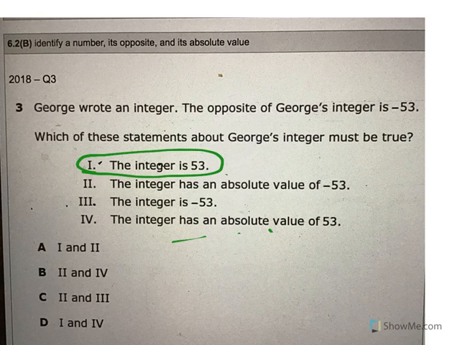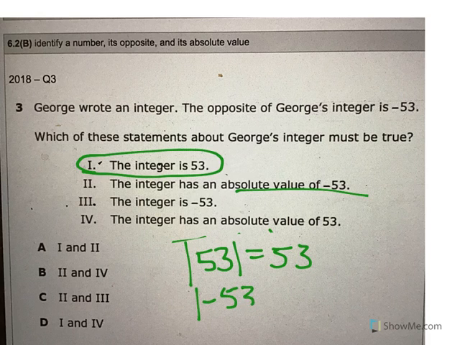Alright, the integer has an absolute value of negative 53. Well, the problem with this is absolute value is the distance a number is from 0. So the absolute value of 53 is 53. The absolute value of negative 53 is 53. Why? Again, if I put both of these numbers on a number line, how far is each number from 0? The thing with absolute value, you can't have a negative distance. You can't have a negative answer.